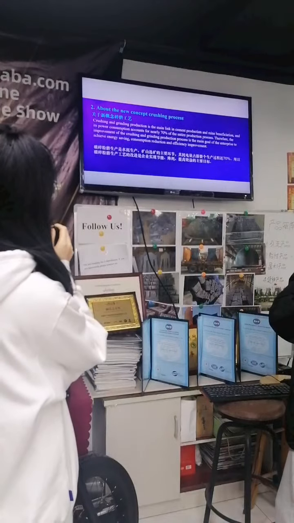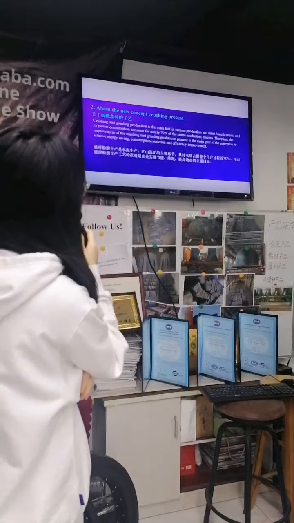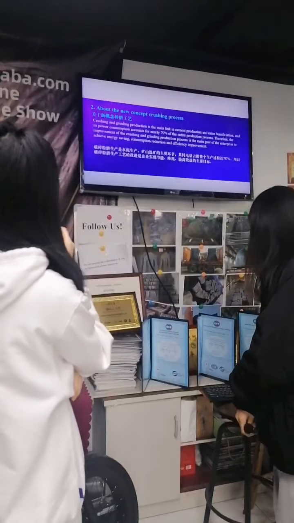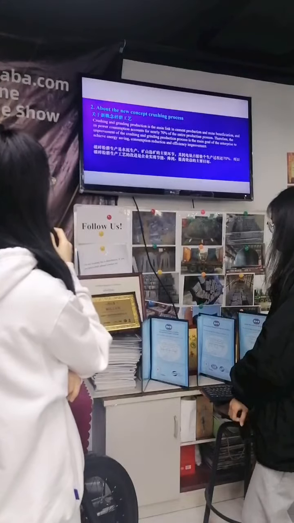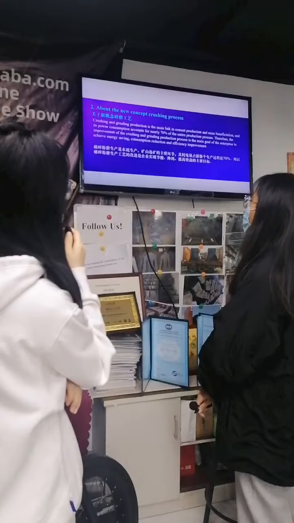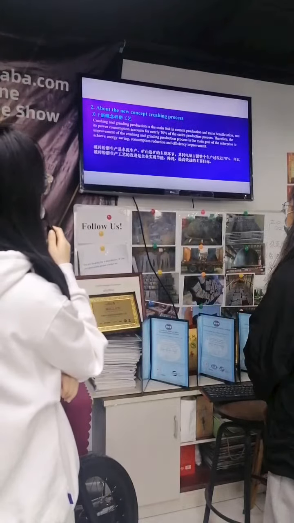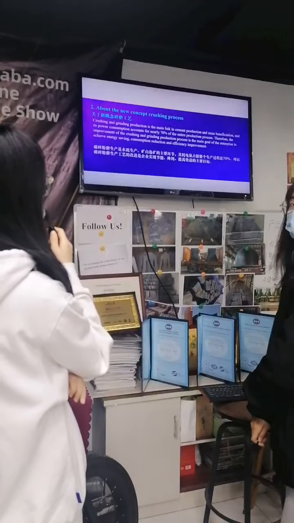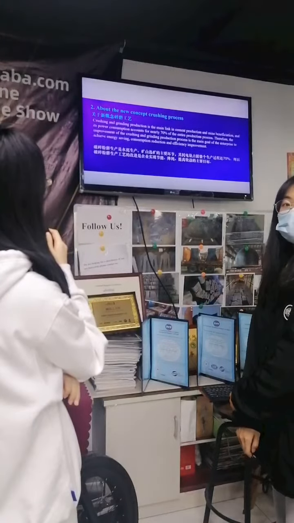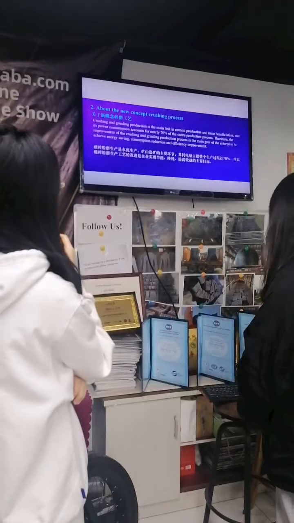About the new concept crushing process: crushing and grinding is the main link in cement production and mineral processing, and its power consumption accounts for nearly 70% of the entire production process. Therefore, improving the crushing and grinding production process is the main goal of the enterprise to achieve energy saving, consumption reduction, and efficiency improvement.